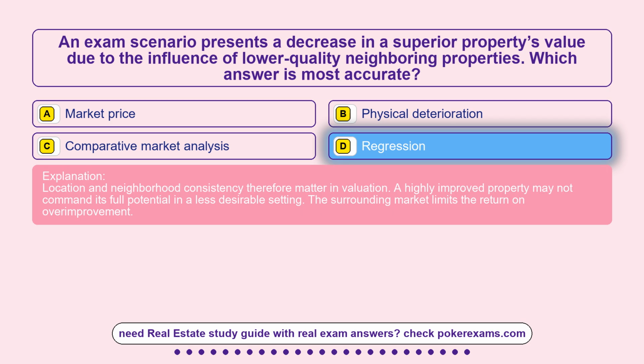Location and neighborhood consistency therefore matter in valuation. A highly improved property may not command its full potential in a less desirable setting. The surrounding market limits the return on overimprovement.